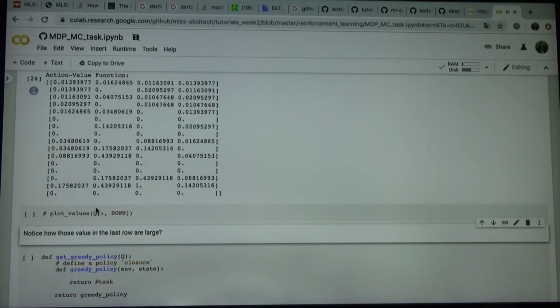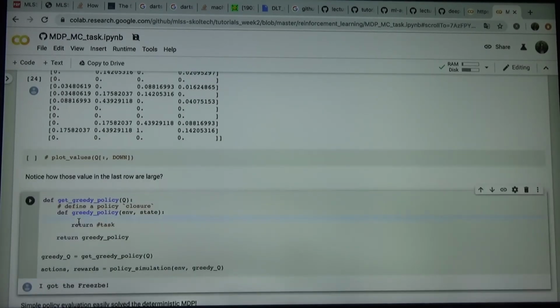So we're going to do, as I told you, the intuition: the bigger the Q value is, the better. So for each state, we are going to look at the actions, and we're going to take the maximum over these 4 actions.